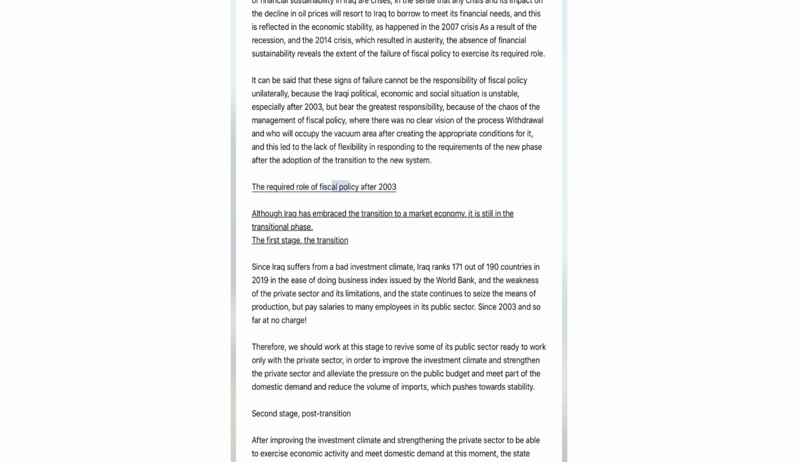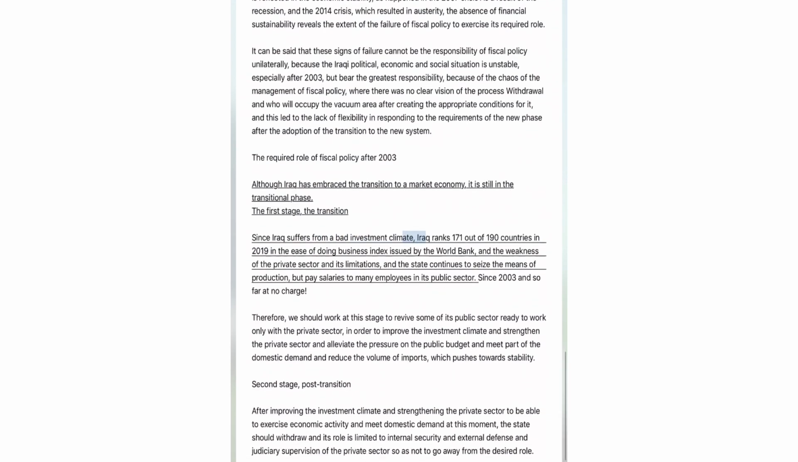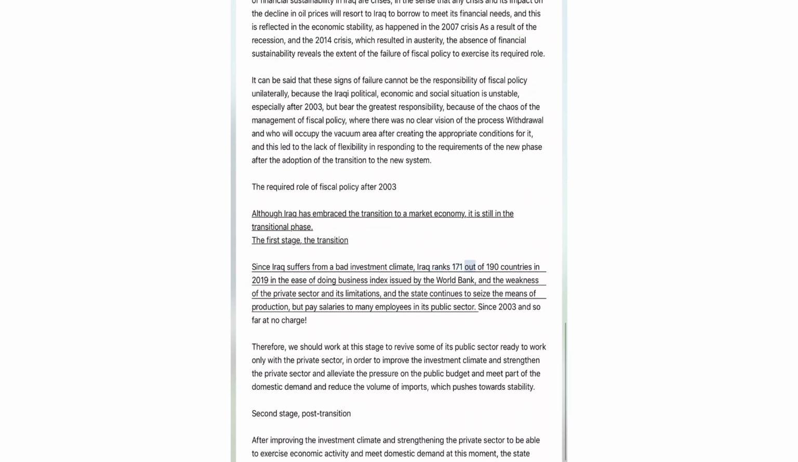The required role of fiscal policy after 2003. Although Iraq has embraced the transition to a market economy, it is still in the transitional phase. The first stage, the transition. Since Iraq suffers from a bad investment climate, ranking 171 out of 190 countries in 2019 in the Ease of Doing Business Index issued by the World Bank, and the weakness of the private sector and its limitations, and the state continues to seize the means of production, paying salaries to many employees in its public sector since 2003 and so far at no charge.